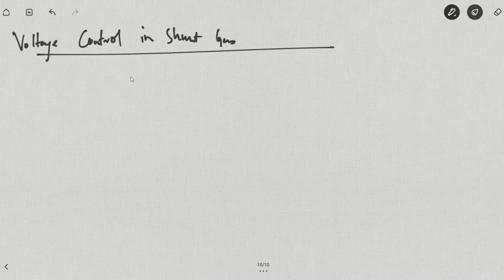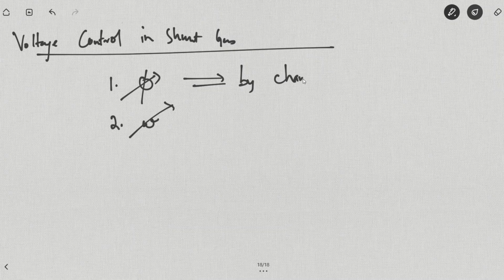We can achieve voltage control. We have again the same two methods. You can control EA by flux or by omega. Omega is limited because of limited prime mover control. Flux you can change by changing RF. So you can have an adjustable field winding so that IF can be increased or decreased accordingly. Flux can be increased or decreased. That in turn increases or decreases EA, and that in turn increases or decreases the terminal voltage.